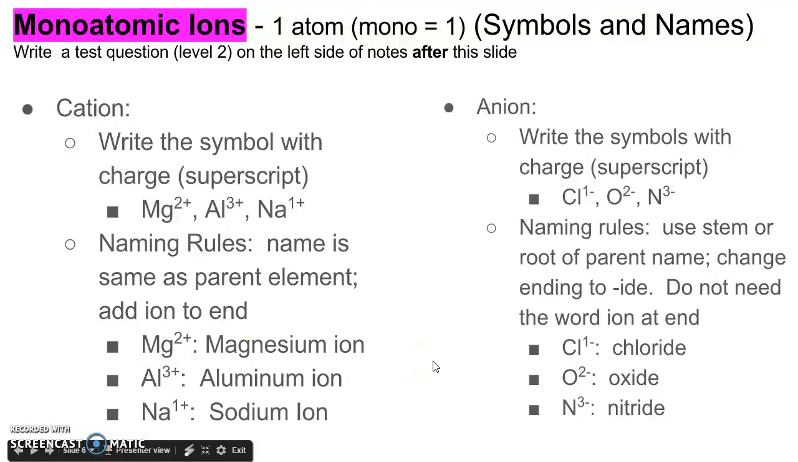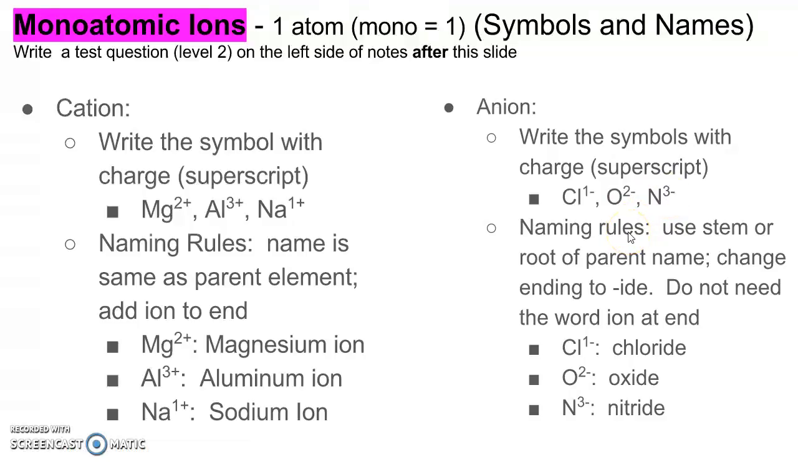Anions are a little different in how you have to change their name a little bit. But you've heard these before. This is not foreign to you. You just didn't know why they were this way. So an anion, we've written the symbols for them. You write the symbols just like normal, like we've always done, where you take the symbol for the element and you put the charge on it. So chlorine 1-, oxygen 2-, nitrogen 3-. You write the charge as a superscript.